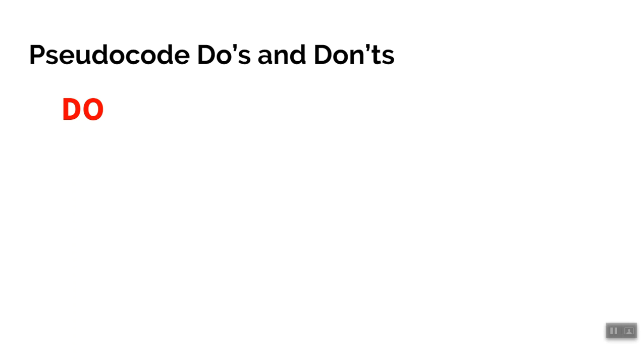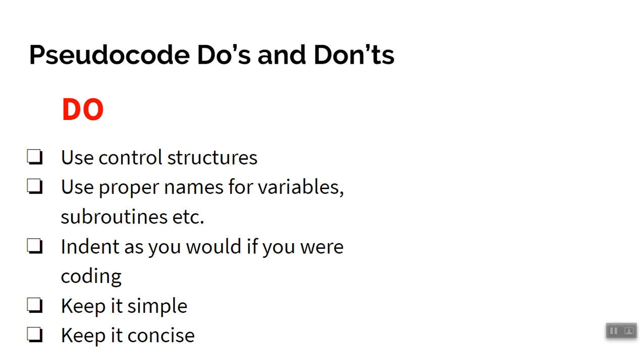So the do's and don'ts of pseudocode. Okay, so do use control structures. Control structures basically means we expect you to use the same programming concepts that you would if you were actually programming in Python. So iteration and selection, structures of code that control what happens within a given set of lines or a given section of a program. I do expect you to use the proper names for variables and for subroutines.